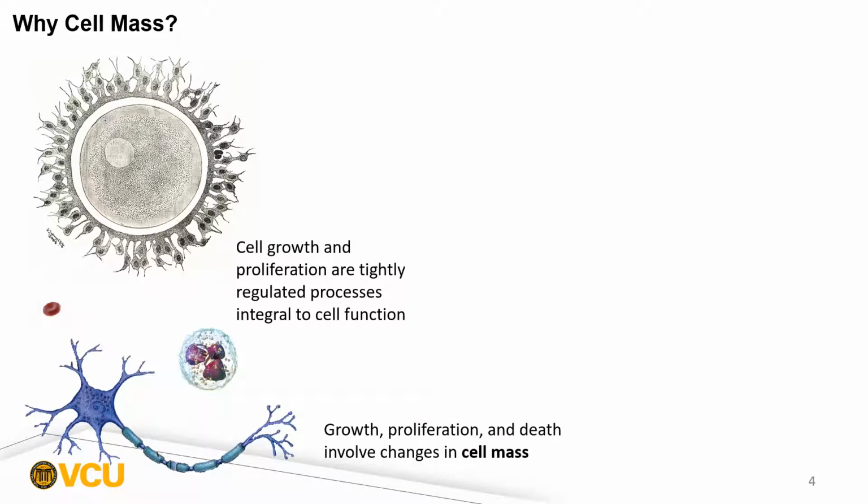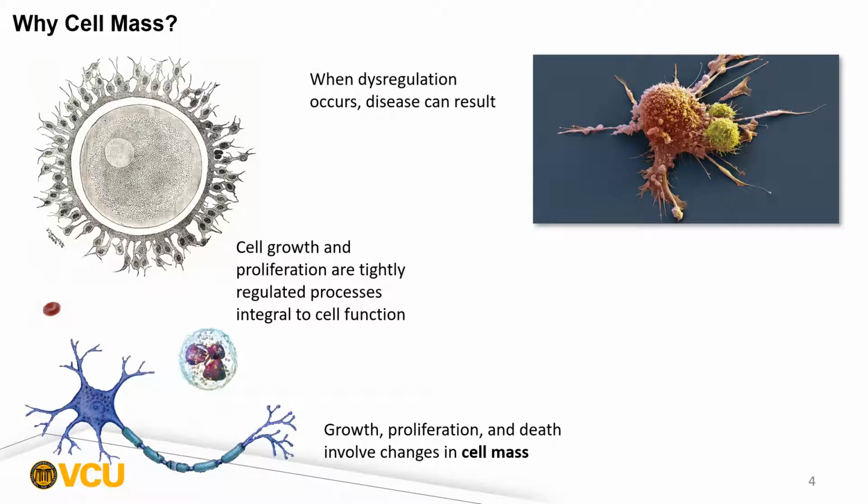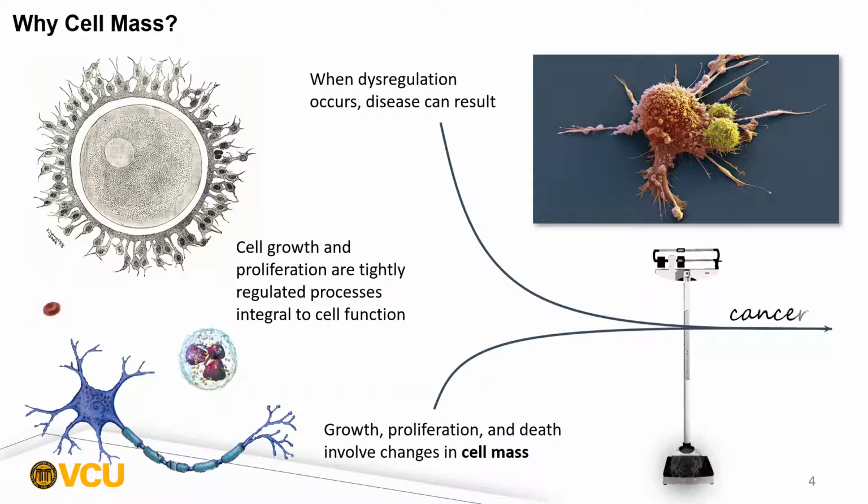Growth, proliferation, and death all involve changes in cell mass. And when cell mass becomes dysregulated, disease can result. What we've focused on in particular is cancer, of course, as cells continue proliferating and growing in size despite drug treatment, but also myopathies. If your heart cells get too large, then they no longer function correctly. So cell mass is an integral measurement for many forms of biology.